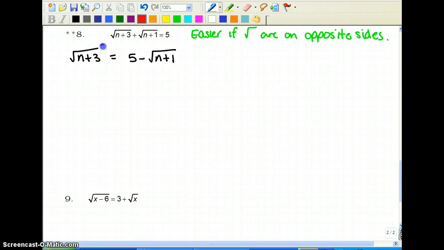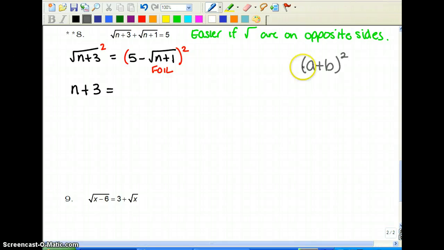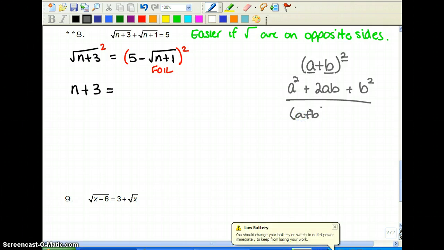All you can do is square both sides. So it's going to force us into FOIL. The left side's easy, n plus 3. Now I've got a FOIL. It'd be beneficial if you remember how to FOIL a parenthesis squared, which we've worked on trying to memorize this formula. You square the first term, you multiply these two and multiply it by 2, and you square the last term. If you don't remember that, then you're going to need to write down the parenthesis twice so that you can FOIL it.